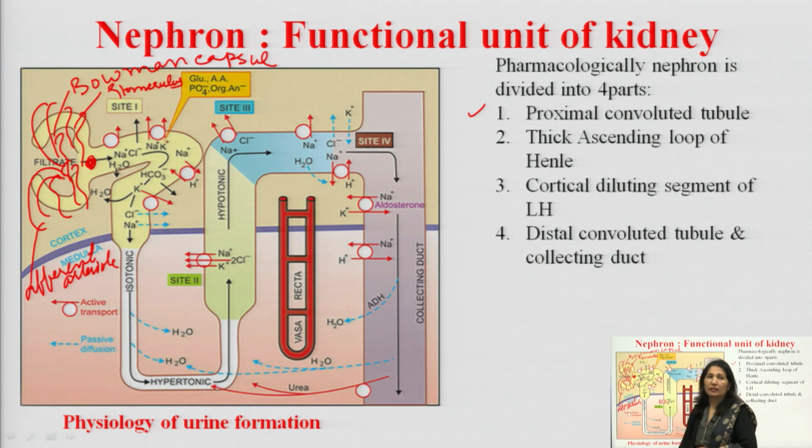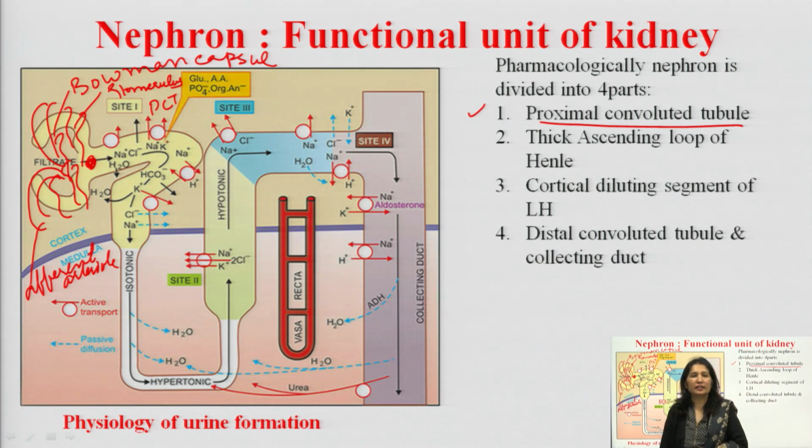Now this filtrate reaches site 1. Site 1 is known as the PCT, the proximal convoluted tubule. The filtrate enters the PCT, but here 65% of the sodium, 100% of the glucose and amino acids, and almost 80 to 90% of the bicarbonates and other electrolytes get reabsorbed.